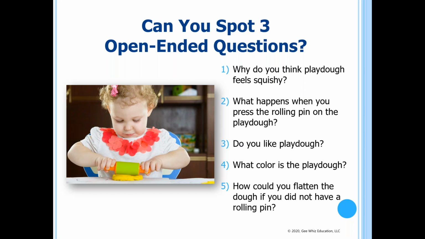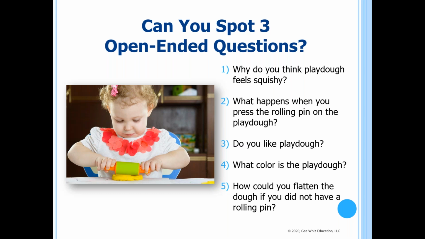Okay. I am getting 1, 2, and 5. Yeah, that's 1, 2, and 5. Someone did say 4, but I'm not sure about that one. But yeah, 1, 2, 5. You guys are doing a great job. Yes. 1, 2, and 5 are your open-ended questions. Again, starts with why. Why do you think the Play-Doh feels squishy? Is there going to be a right or a wrong answer to that? No.